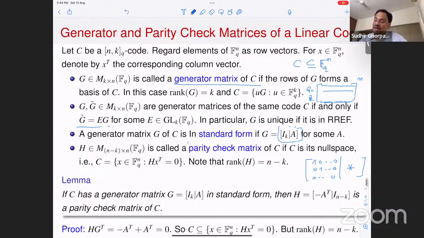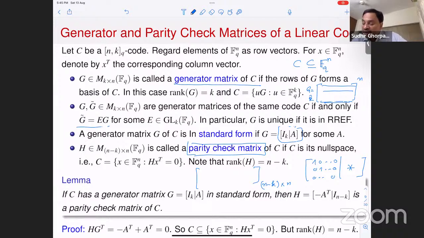Then there is a counterpart of this generator matrix called the parity check matrix. So this is an n minus k cross n matrix such that the code is like its null space. Somebody asked a short while ago, what is kernel? So kernel is another fancy name for null space. If you are familiar with null space, they are essentially like kernel.